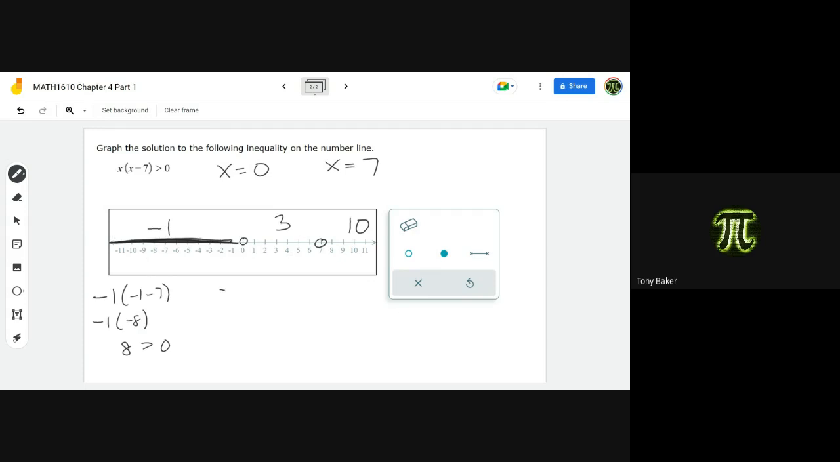Check the 3. 3 minus 7. 3 times -4 is -12. Is that greater than 0? No, so I don't shade that part. And then the 10. 10 times 3 is 30. Is 30 greater than 0? Yes, so I shade that part there.